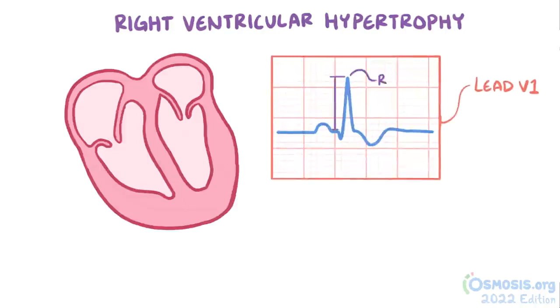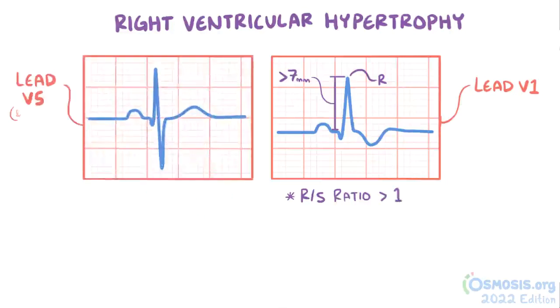In fact, a dominant R wave in V1 is a classic sign of right ventricular hypertrophy, and it's defined as one that's over 7 millimeters tall, or 7 little boxes, and is larger than the S wave, making the R to S ratio greater than 1. In V5 and V6, another classic sign of right ventricular hypertrophy is a dominant S wave, meaning that it's over 7 millimeters deep, again 7 little boxes, and bigger than the R wave, making the R to S ratio less than 1.